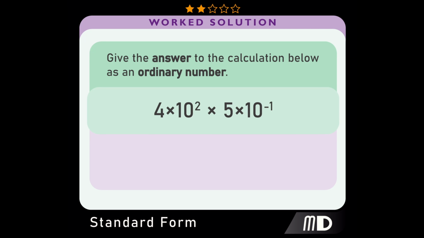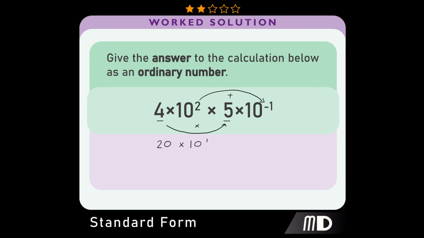To multiply these numbers written in standard form together, we first multiply the 4 and 5 together, which gives us 20. Then we use rules of indices for the 2 and minus 1, which, because we're multiplying these numbers together, means we need to add them. 2 plus minus 1 gives us 1. So we can write the answer as 20 multiplied by 10 to the power of 1.